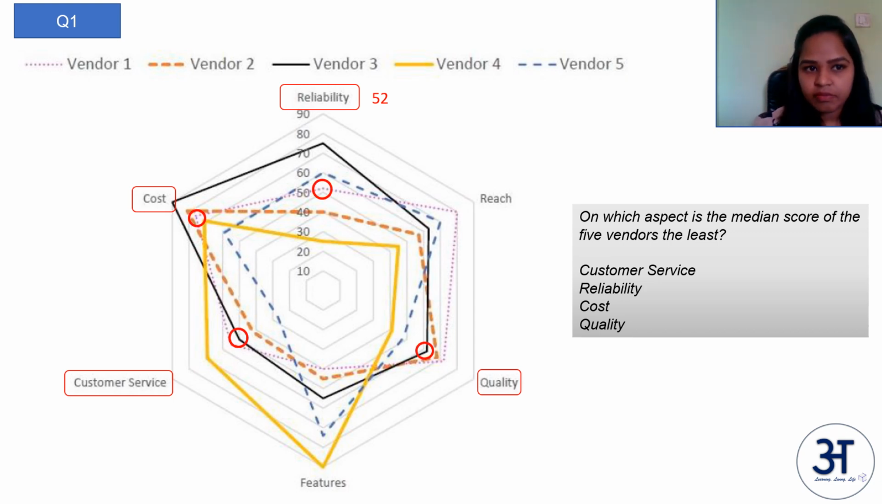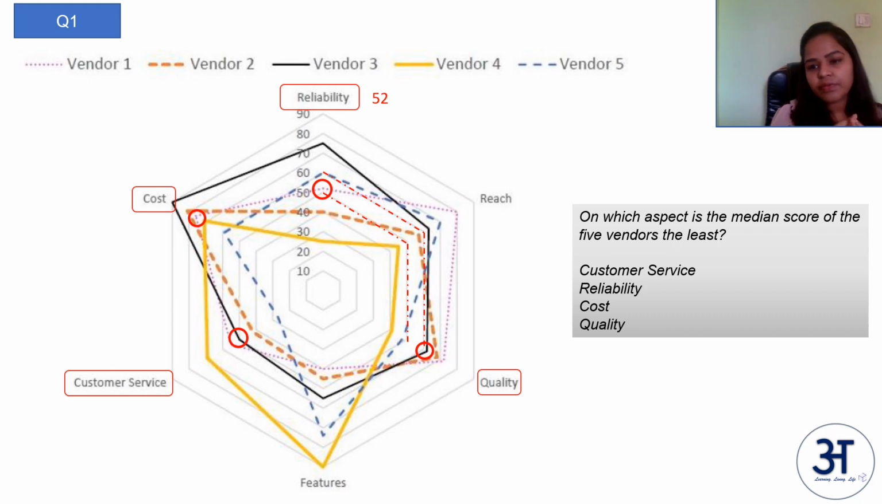For reliability, vendor 1 is the median. For quality, vendor 3. Again, for customer service, vendor 3. And for cost, again it is vendor 1, right? And we know reliability for median is 52 exactly, because that is given in the question. 52 is that score. So instead of solving, there is always one method that you can make a table, write what are all the values and start solving. So let us look at a simpler way without going to the table, etc.